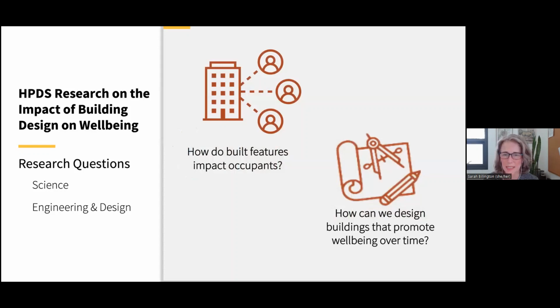And the research questions that we're asking are sort of twofold. One is more on the science side, and one is more on the engineering design. The first being, how do these built features actually impact the occupants in a more scientific way? And we're trying to monitor how they're impacting them with more than just self-report. And then once we understand how these features are impacting occupants, how can we design buildings that promote well-being over time, continually, whether that's through an automated system, just something going to the building manager to do something more long-term, or prompting actual occupants who can have the agency to have more control over their environment.